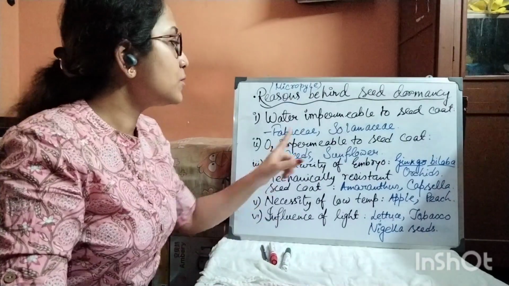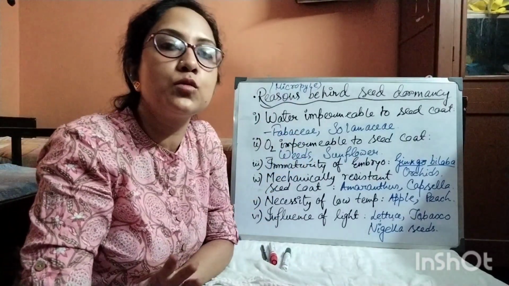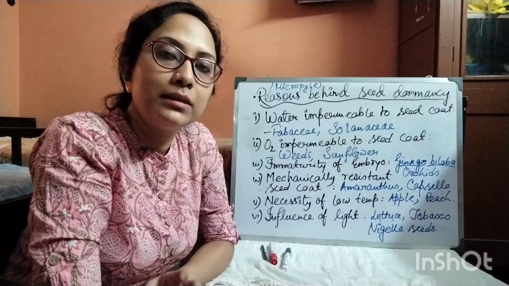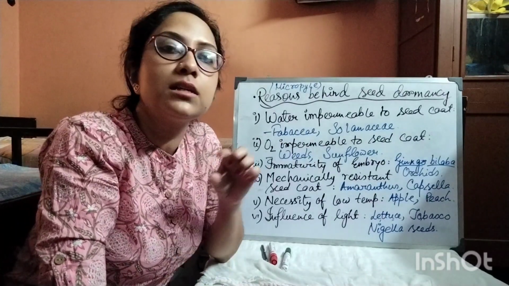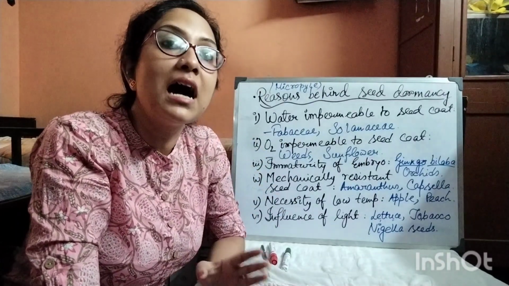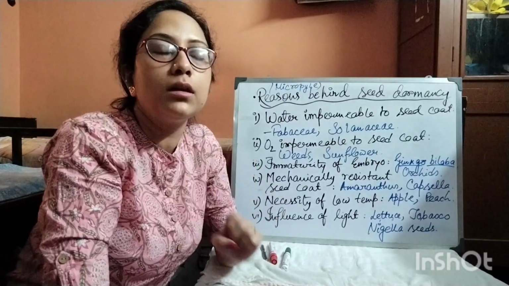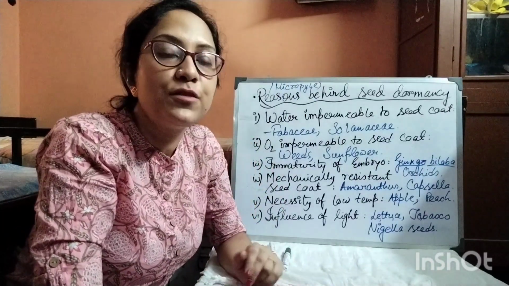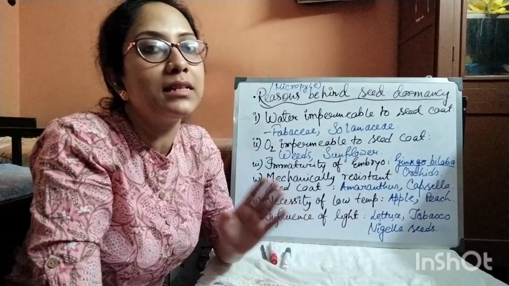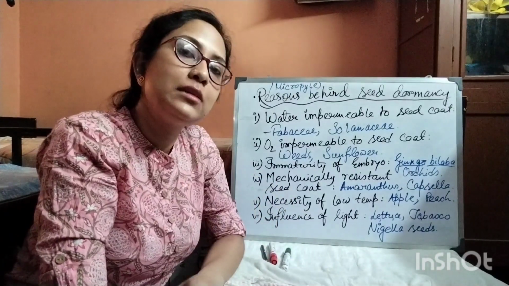But in the case of Fabaceae and Solanaceae family seeds, the seed coat is so thick or hard that the water is not efficiently absorbed, and that is why the seeds remain in a dormant state.